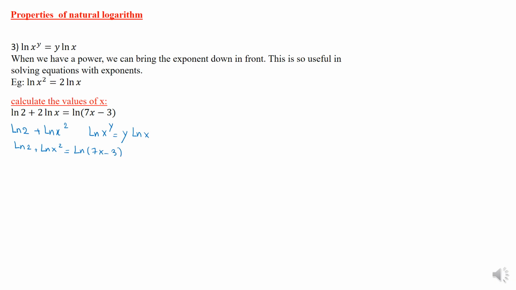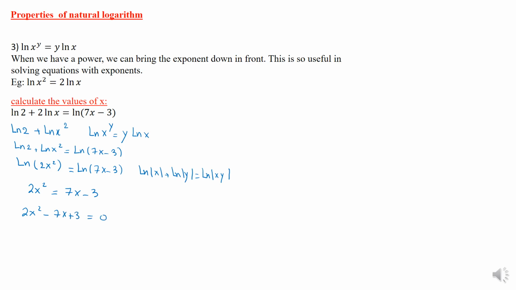Now ln 2 plus ln x power 2 can be written as ln 2x squared. It's equal to ln 7x minus 3. Why can we write this? Because ln x plus ln y is equal to ln xy. Now as ln equals ln, we can remove ln. 2x squared is equal to 7x minus 3. So 2x squared minus 7x plus 3 is equal to 0.